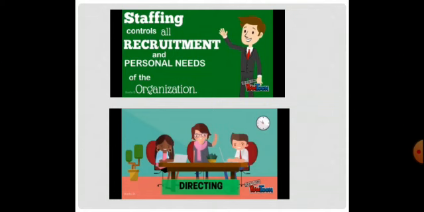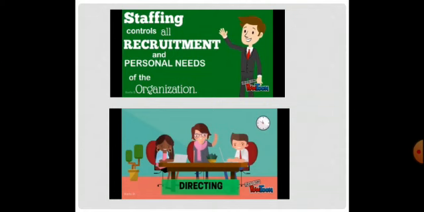First, recruitment is done. Recruitment is searching for the candidate. If there is any vacancy in an organization, recruitment is done. After recruitment, many people will apply for the particular post. After applying, the organization selects the best candidate they require for that post. That is selection.